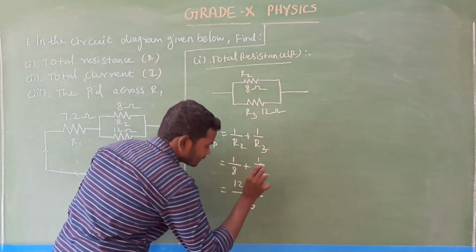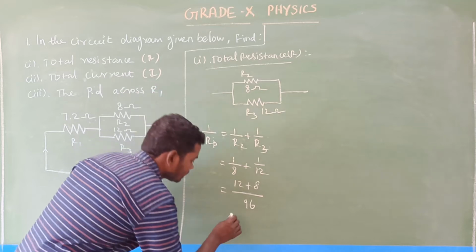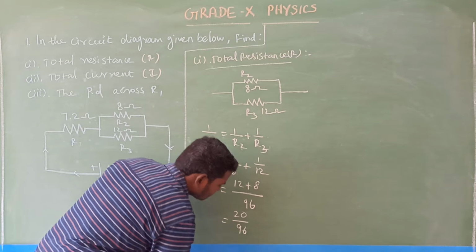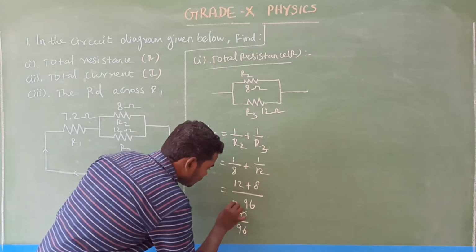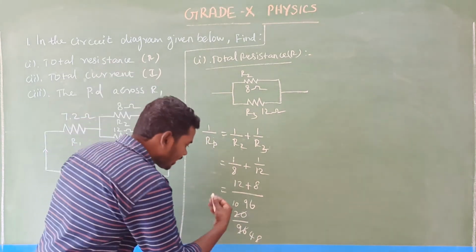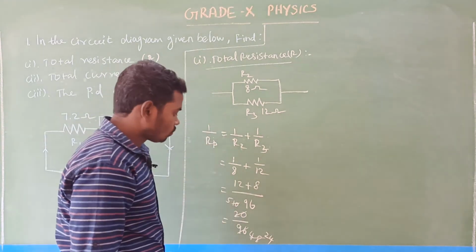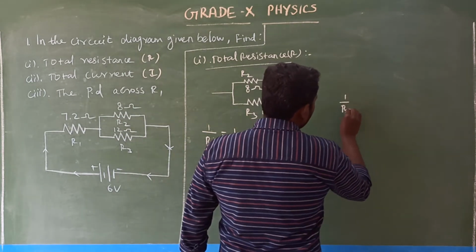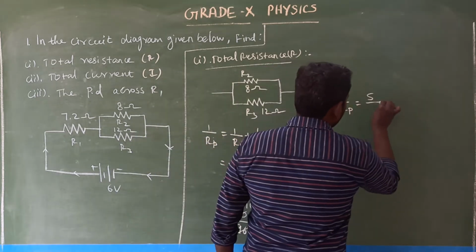So 1 into 12 is 12, and 1 into 8 is 8. So 12 plus 8 is 20, divided by 96. You further divide, use the second table: 10 over 48. Again use the second table: 5 over 24. So 1 by Rp is equal to 5 by 24.